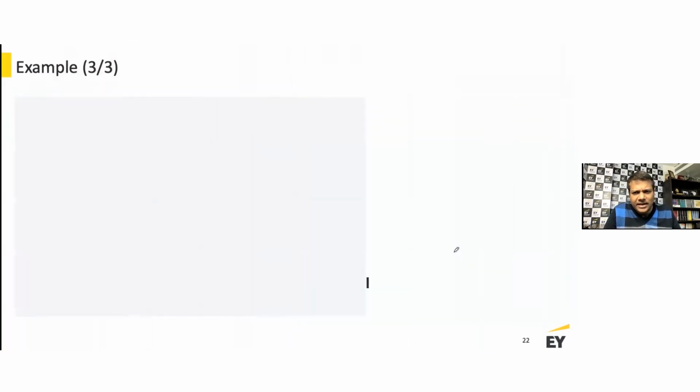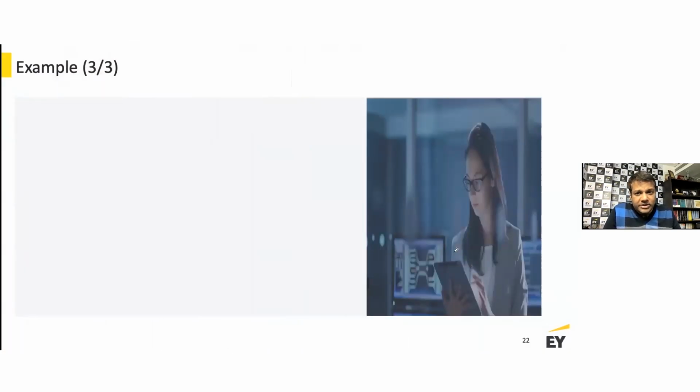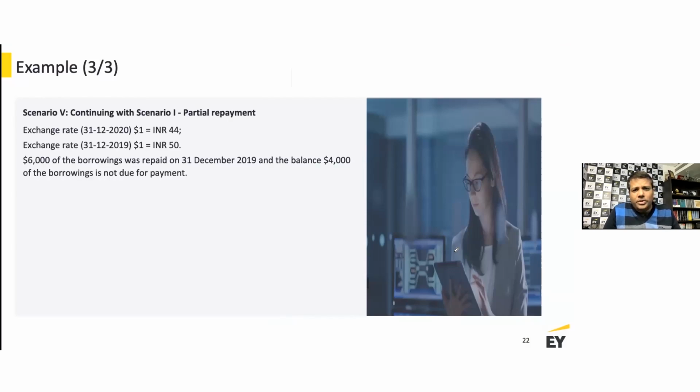Okay, let's look at one more scenario. Assuming there's been a partial repayment. The exchange rate on 31st of December 2020 is 44. The exchange rate in 2019 was 50. Now $6,000 of the borrowing was repaid on 31st of December 2019. So we had borrowed how much? Total 10,000, right? Out of which 6,000 has been repaid, and the balance 4,000 of the borrowing is not due for payment. So that means the 6,000 has been paid.